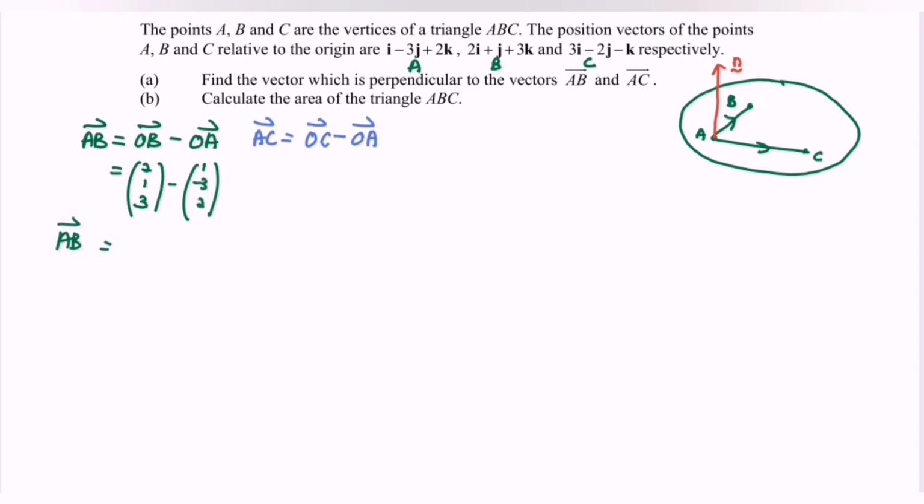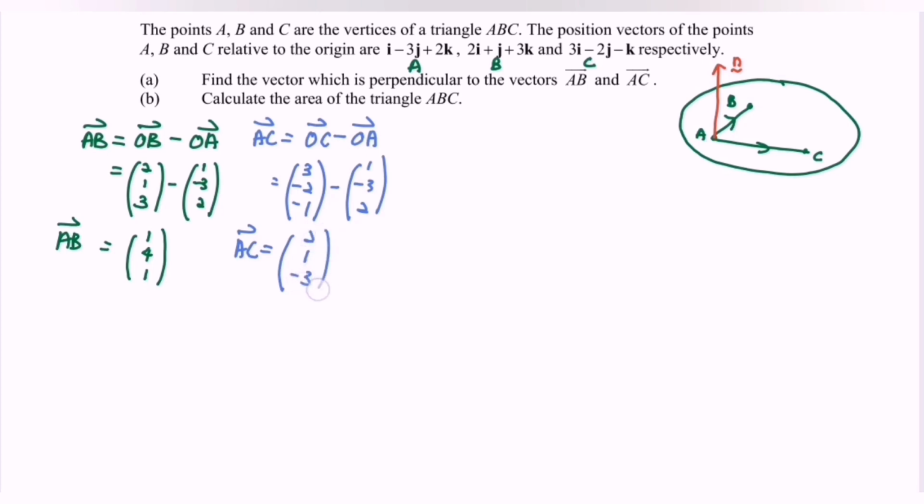Vector AB is 1, 4 and 1. Continue. For AC, we have OC, which is 3, negative 2, negative 1, minus OA, 1, negative 3 and 2. The vector AC is equal to 2, 1 and negative 3.